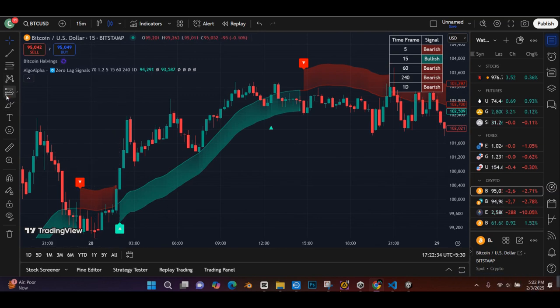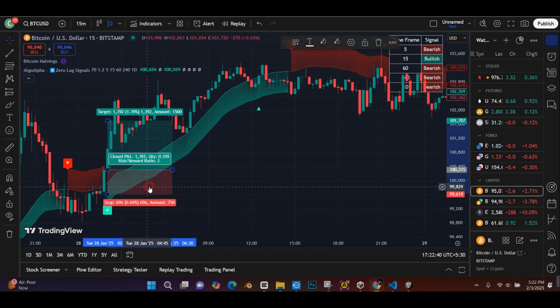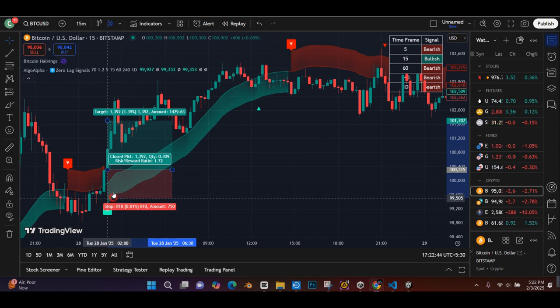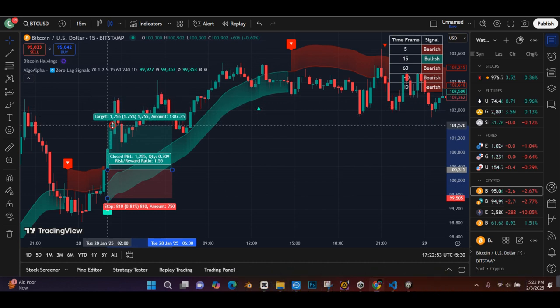Now that we have our chart set up with the zero lag indicator, let's walk through how to place a buy trade. Look for the indicator to show a clear buy signal. This typically happens when the trend aligns with your entry point. Once you see that, you can confidently place your buy order. I'll guide you through the exact steps, so don't worry if you're new to this.